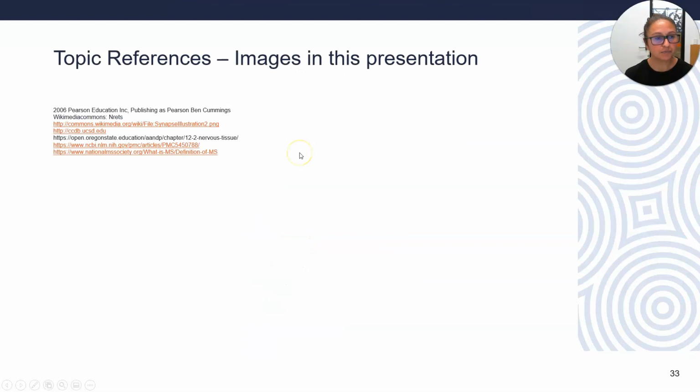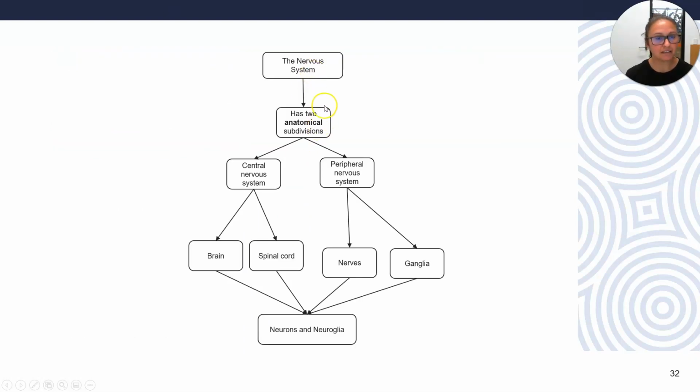All right, so this is what we've done today. We've done the nervous system has two anatomical divisions. We looked at that, central, peripheral, brain, spinal cord, nerves and ganglia, and then we looked at neurons and neuroglia. All right, so hopefully you learned a little bit about the nervous system.